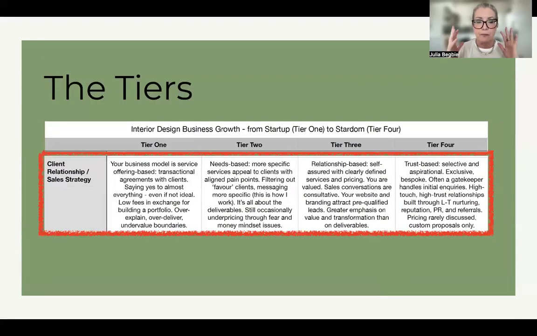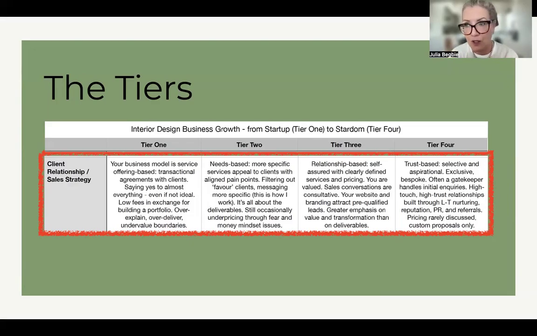So just going back and looking at the client relationship and sales strategy, if you're in tier one, your business model is service offering based. So it's transactional. You're making transactional agreements with clients. You're saying yes to almost everything, even if those jobs aren't ideal. You're taking lower fees because what you really want to do is build your portfolio. You probably over-explain, over-deliver, and you undervalue yourself, and therefore your boundaries aren't as strong as they need to be.